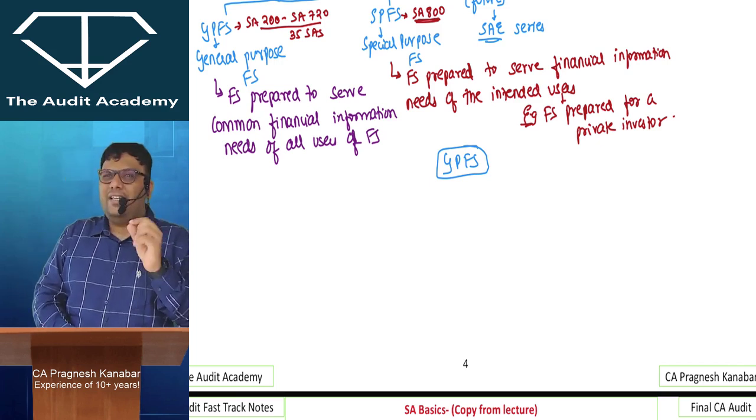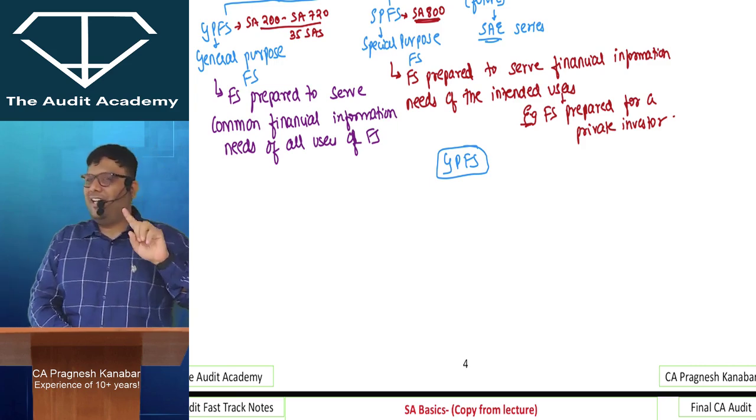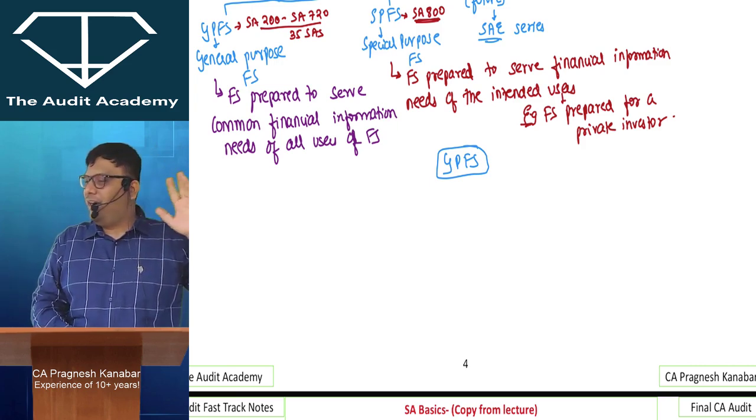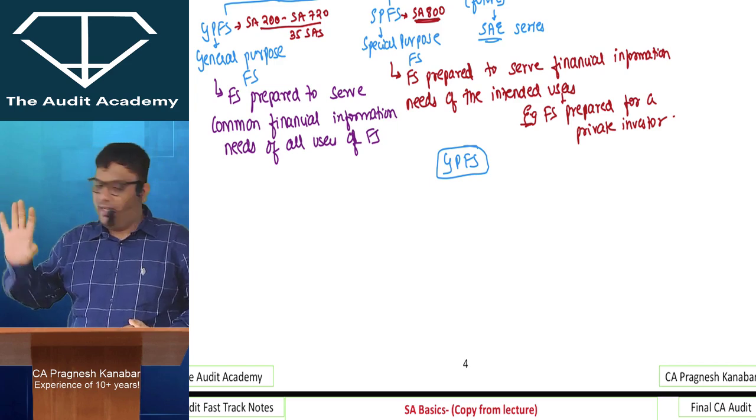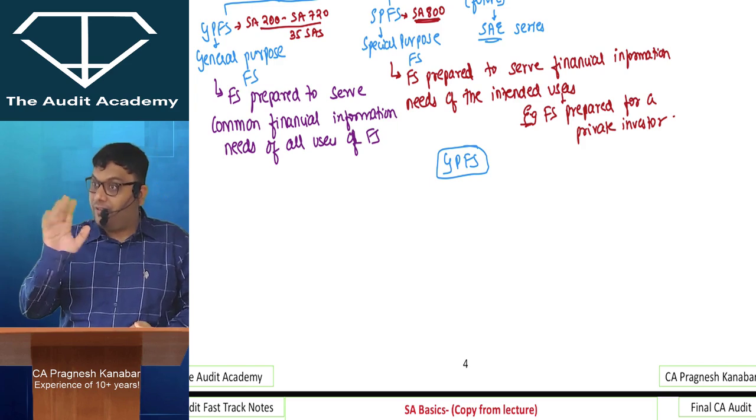We can write it somewhere in the audit report. There are some extra paragraphs which you had studied in Inter CA: emphasis of matter, other matter, key audit matter. There are lots of other paragraphs, right? The answer is wrong. You will have to qualify the report. Now listen to me very carefully.